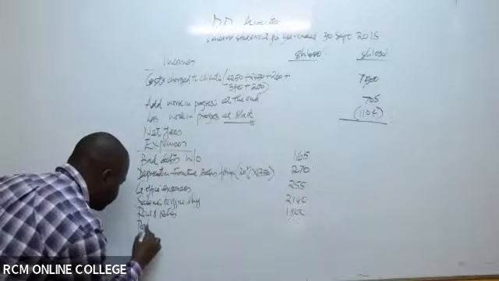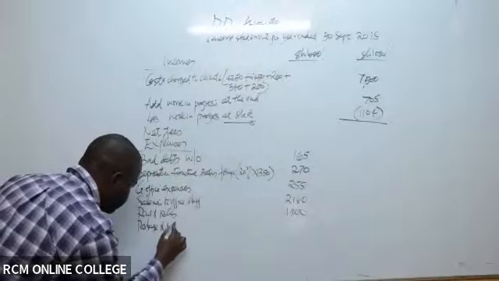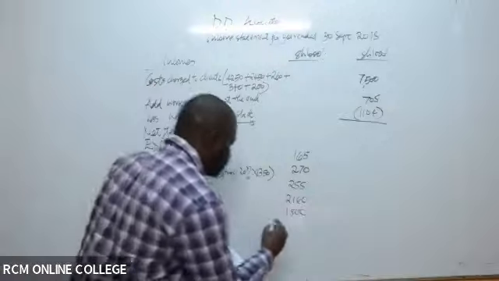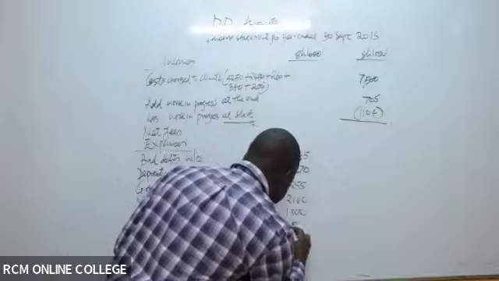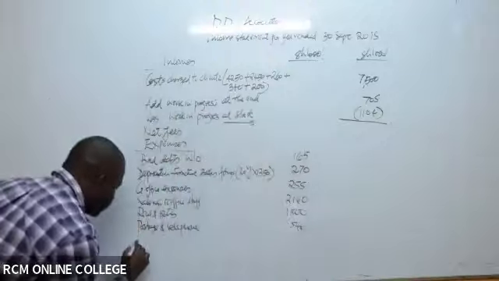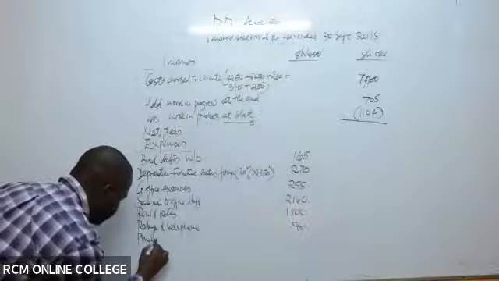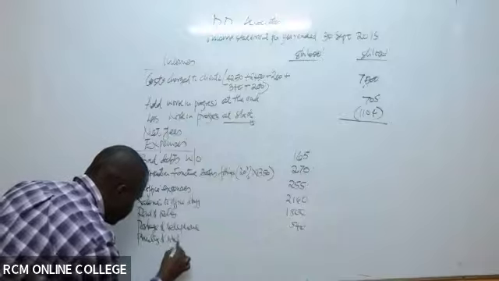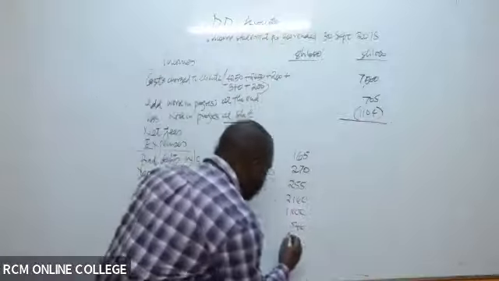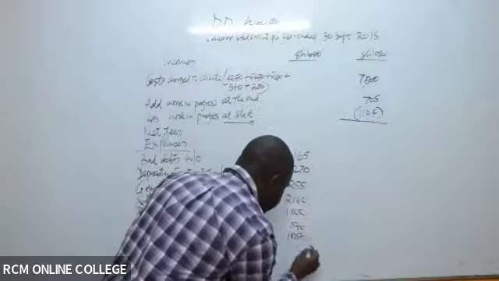Postage and telephone, that is 546. Then you have the last one. Printing and stationery is still an expense. That was in this case 1050.